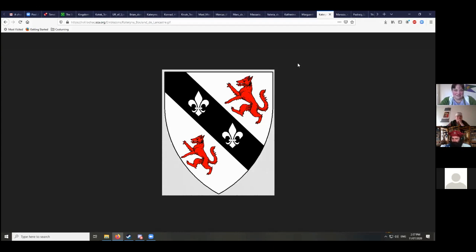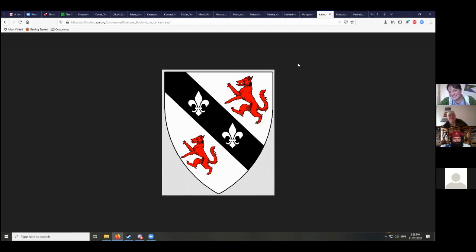Argent. I don't know whether to do the bend or the wolves. Well, which one's the primary charge? The bend. So you do the bend first. The bend does have tertiary charges on it, though. So you've got to let people know that there are these tertiaries on top of the bend, as part of defining that there's a primary charge, right? Yeah. So argent, on a bend sable, two fleurs-de-lis argent between two wolves, gules? I don't know.